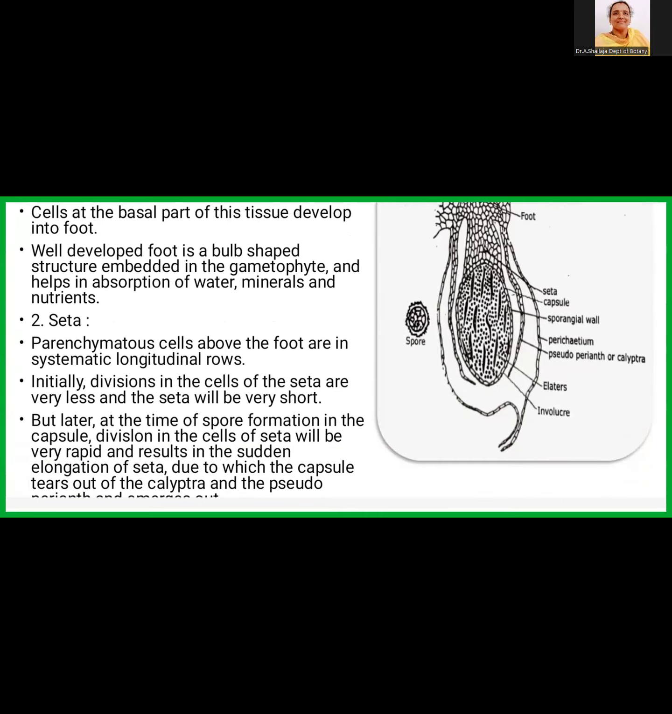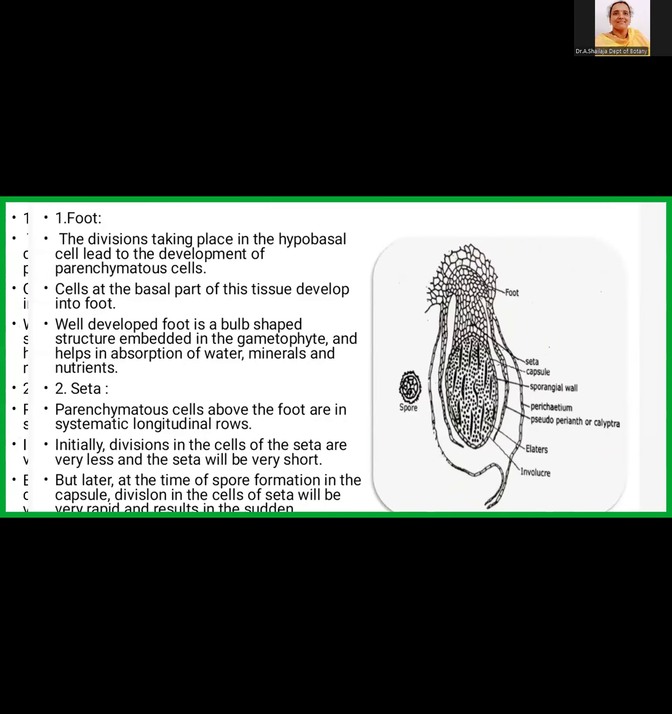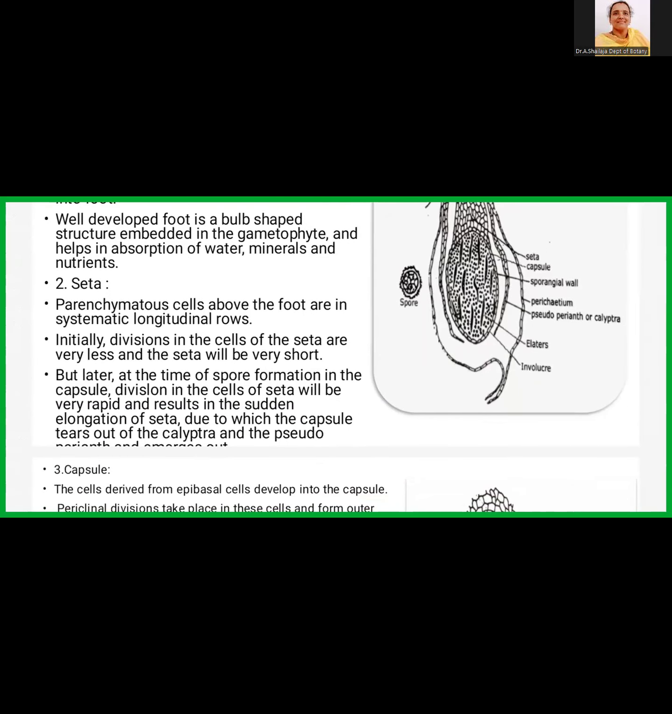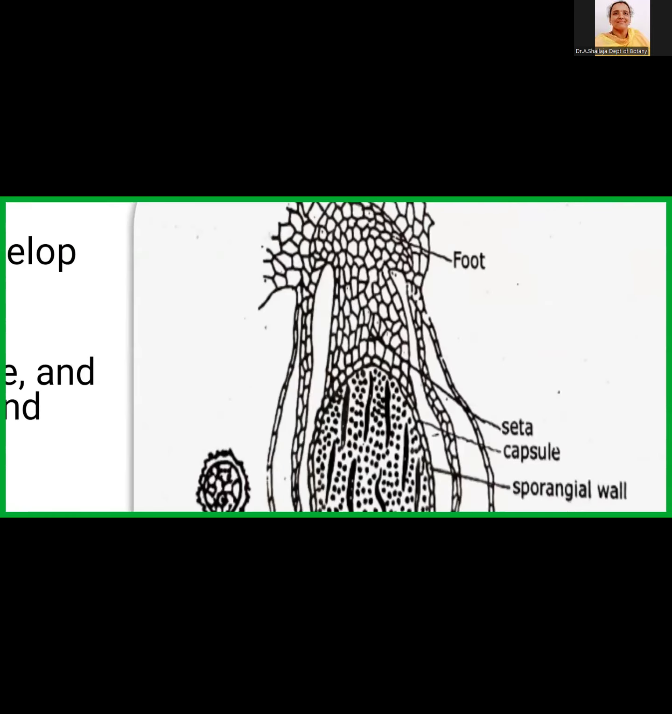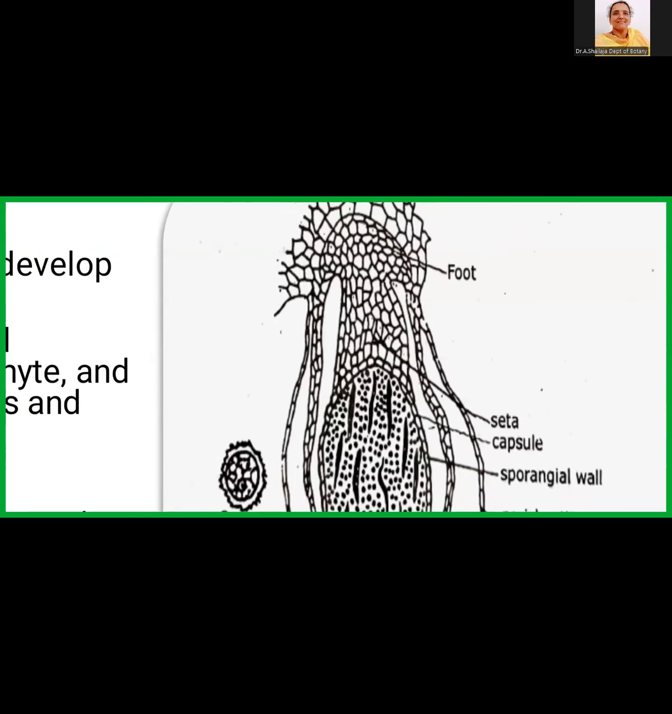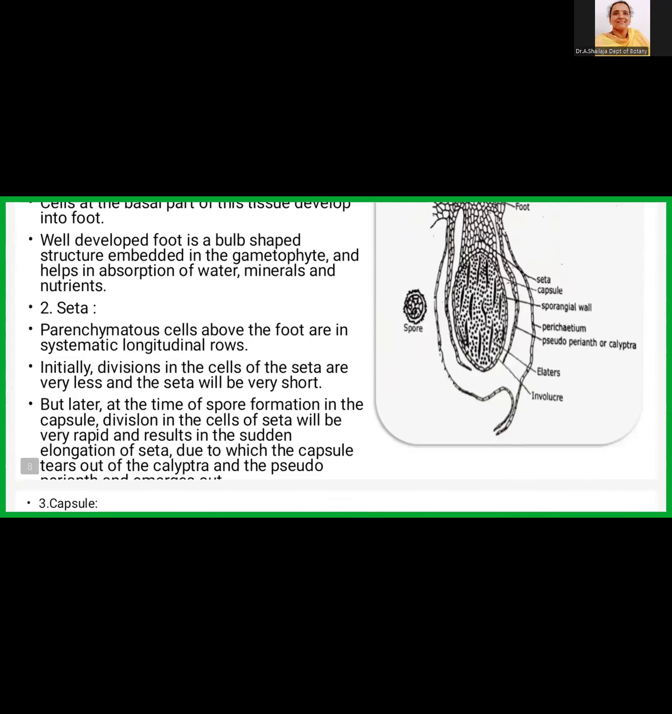So next one is the seta. See here, this is the seta. This seta is present in between the foot and capsule. Parenchymatous cells above the foot are in systematic longitudinal rows. Initially, the divisions in the cells of the seta are very few and the seta will be very short.